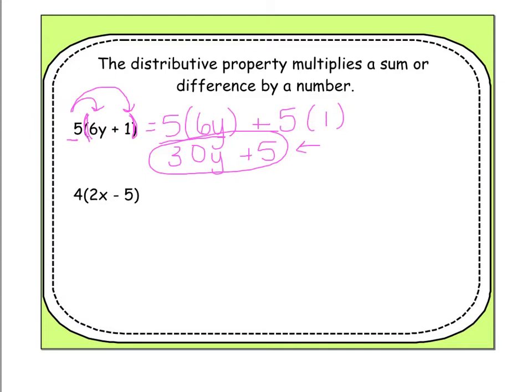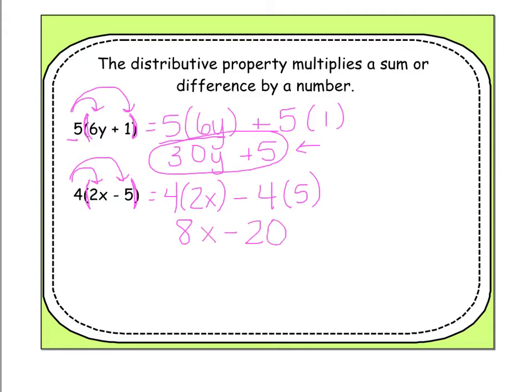On the next one, we look to see who wants to get into the party, and currently the 4 is outside of the party, so in order to get in, the 4 has to first shake hands with the 2x, bring our subtraction sign over, and then the 4 also has to shake hands with the 5. If we were to go ahead and simplify this, 4 times 2x would give us 8 x's, and 4 times 5 would give us 20. We cannot simplify that because they aren't both x's.